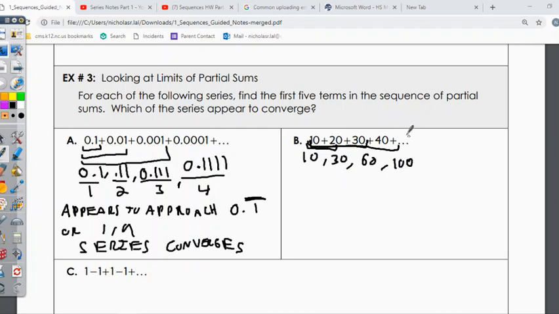The next term, by the way, would be 50, so the next term would be 150. Notice we have plus 20, plus 30, plus 40, plus 50. And so it looks like the sum increases without bound.